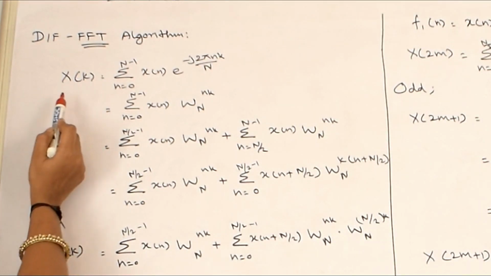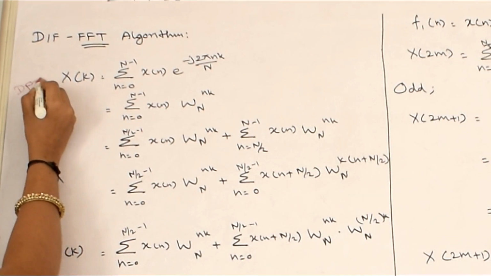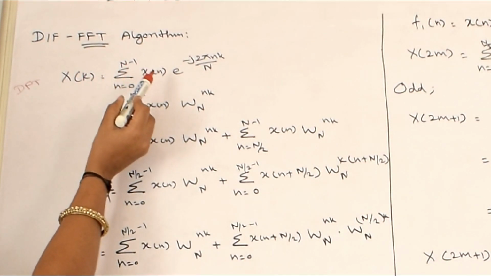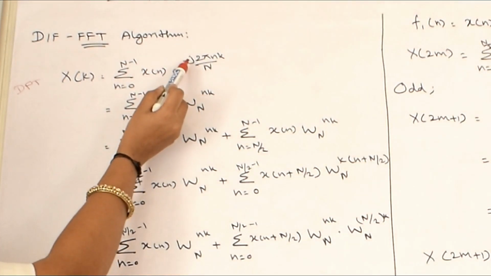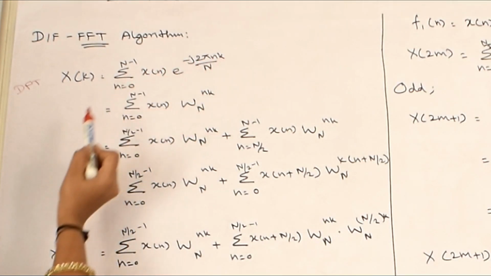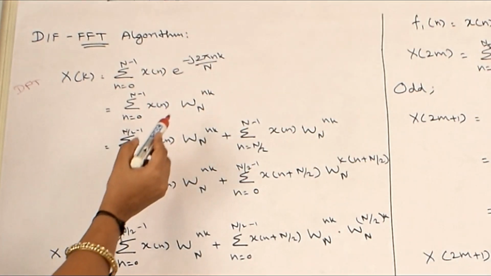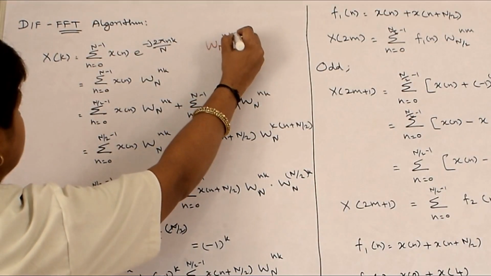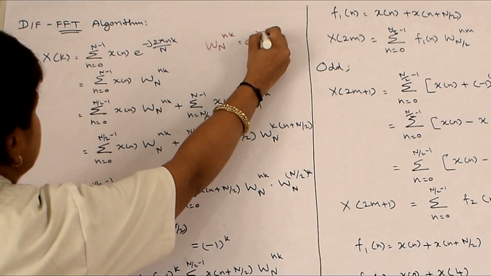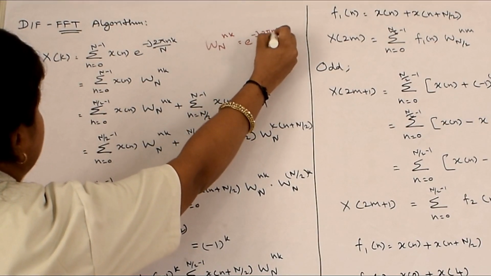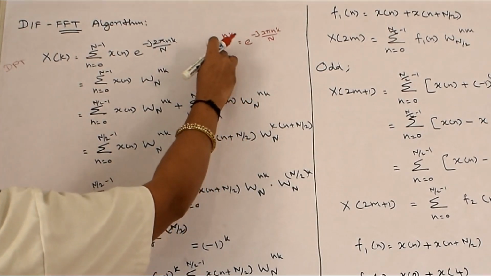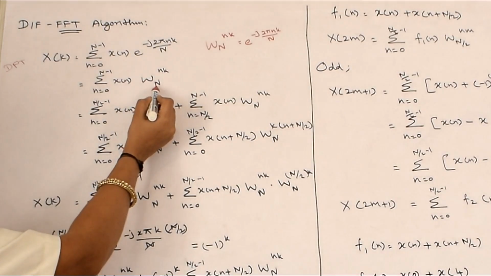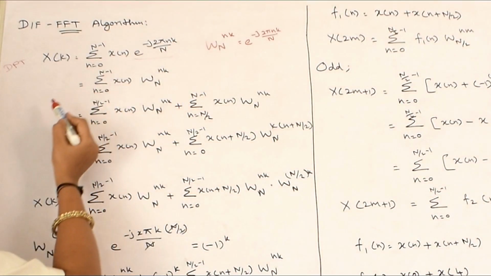We will see what it is. X of k, this is your DFT formula. X of k is equal to summation n equal to 0 to N minus 1 x of n e power minus j 2 pi nk divided by N. So here I can write the twiddle factor e power minus j 2 pi nk divided by N as W_N power nk. So I have substituted W_N power nk instead of the e term.